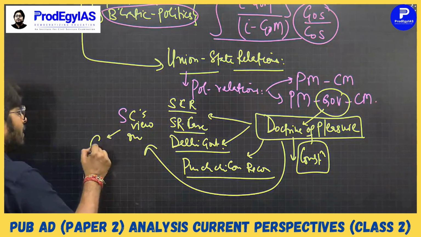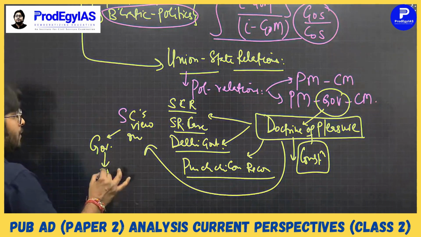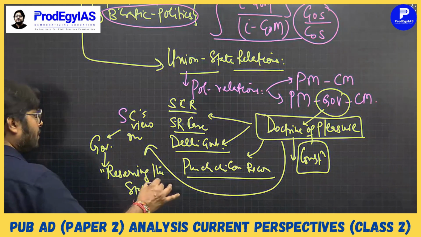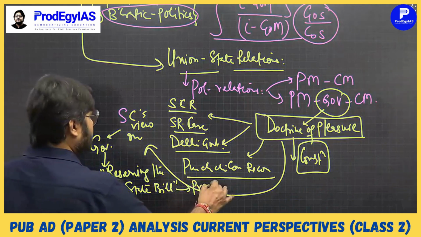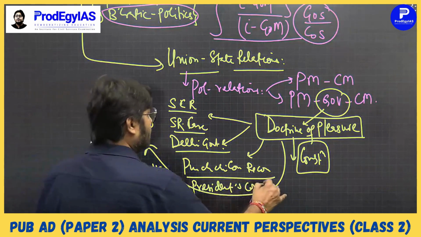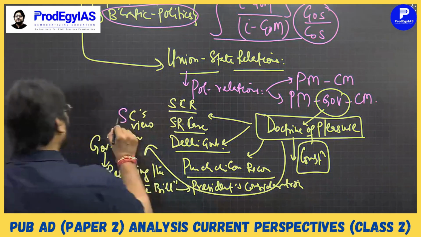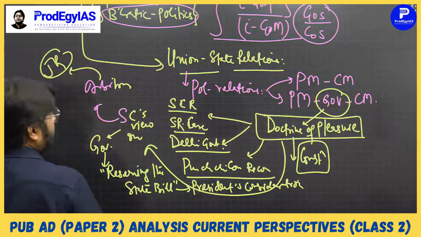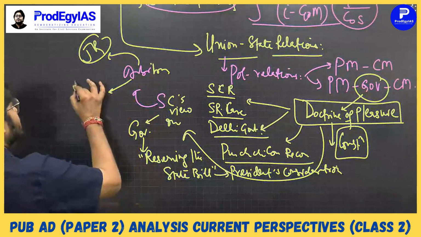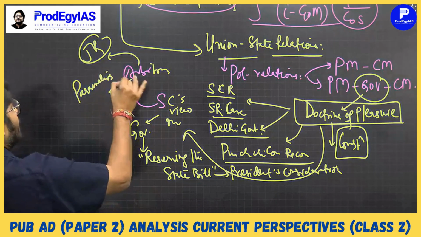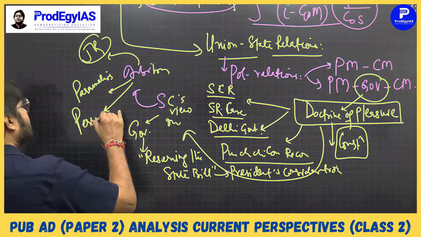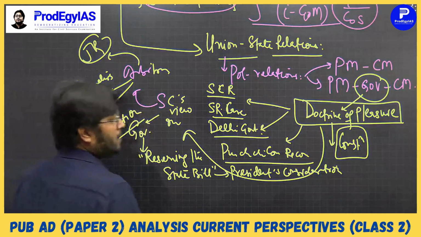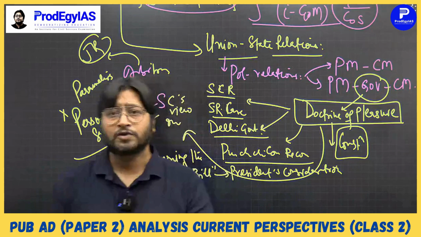Fine. On governor's power of reserving the state bill for presidential consideration. Right, so court has already said that it cannot be arbitrary. Right, it cannot be immune from judicial review. Fine, and it cannot be without any parameters. Governor's personal satisfaction is not the basis. Right, his personal judgment and satisfaction is not the basis. There is a constitutional premise on which only he can do so.